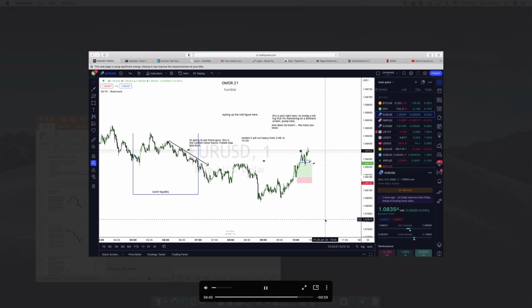I have my eye on that mid figure as well. You see how that high right here, if you take it across, it's very, very close to the mid figure, 8,500.